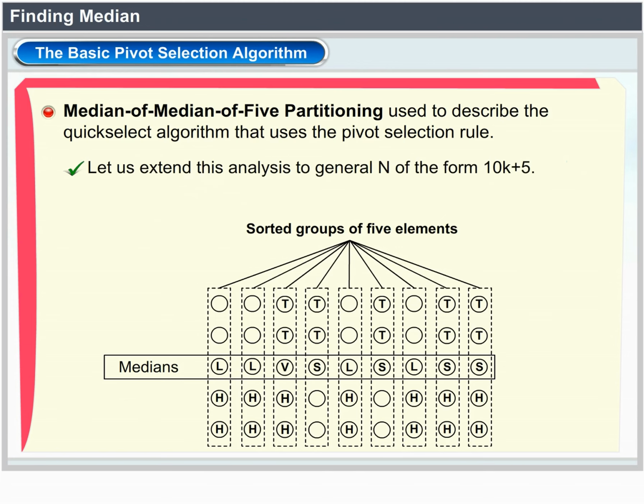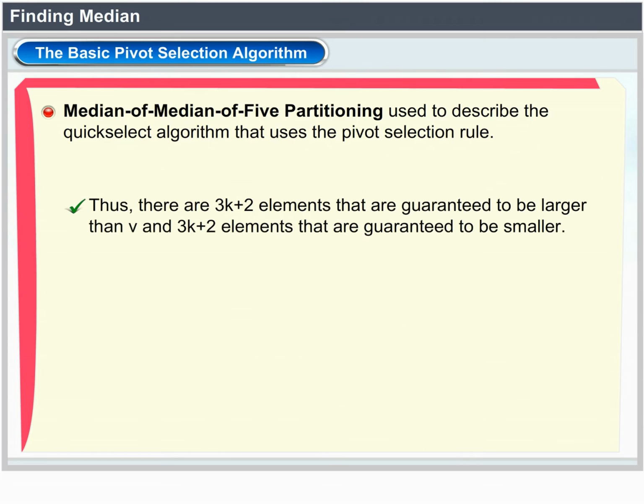Let us extend this analysis to general n of the form 10k plus 5. In this case, there are k elements of type L and k elements of type S. There are 2k plus 2 elements of type H and also 2k plus 2 elements of type T. Thus, there are 3k plus 2 elements that are guaranteed to be larger than V and 3k plus 2 elements that are guaranteed to be smaller.